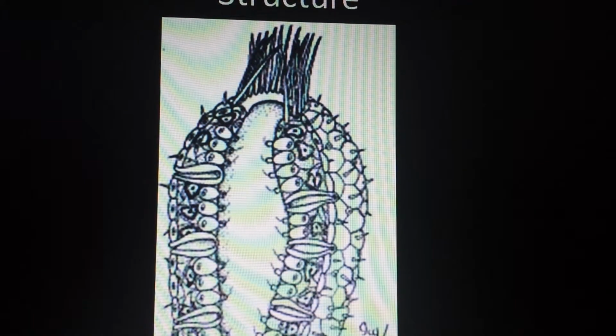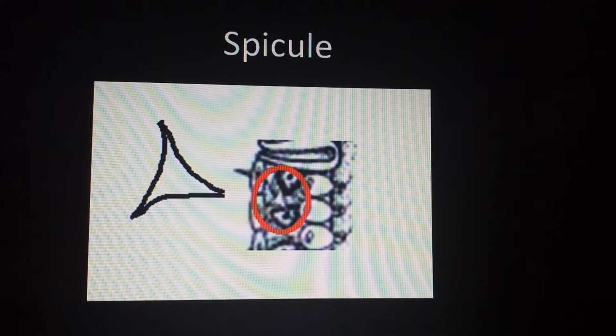Now we're going to be talking about structures of the sponge. A spicule, also known as the skeletal structure of the sponge, is made up of basically like a pointy bone thing. Spicules are found within the mesohyl. The classes of sponges are defined by what their spicule is shaped like and by what it was made of. Sponges also have a protein called spongin that provides additional support.